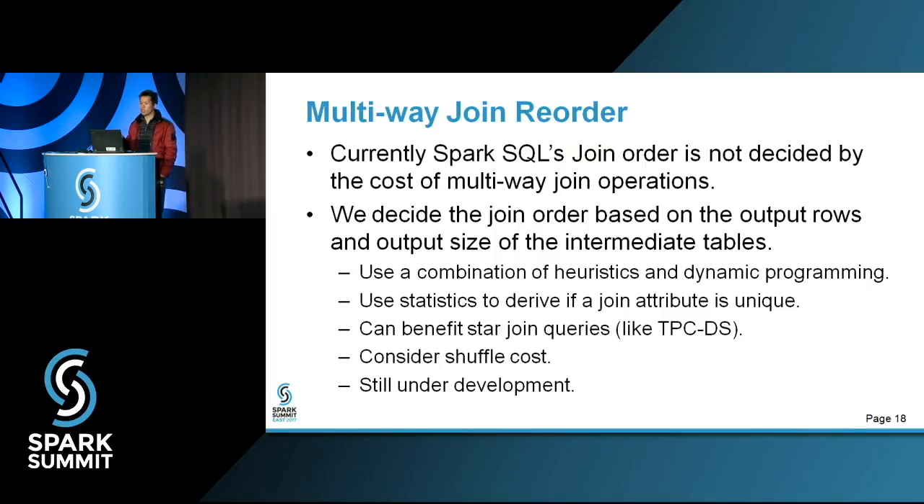So if we can put this kind of joins in front or at the bottom, then we have a good chance to reduce the intermediate output significantly. In terms of cost model in the algorithm, we can also take shuffle cost into consideration. So far, this join reorder algorithm is still under development.